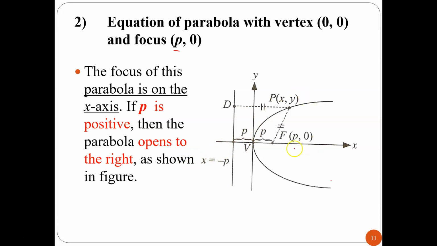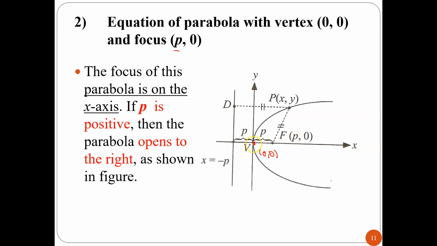So you have it like this. You have your vertex over here. Your vertex is still 0, 0. And then you will have your focus. The focus changes by P units. Where does the P units change, the x-axis or the y-axis? The x-axis. So you have F with coordinates P, 0. There is no movement on the y-axis. What changes is the x-axis.